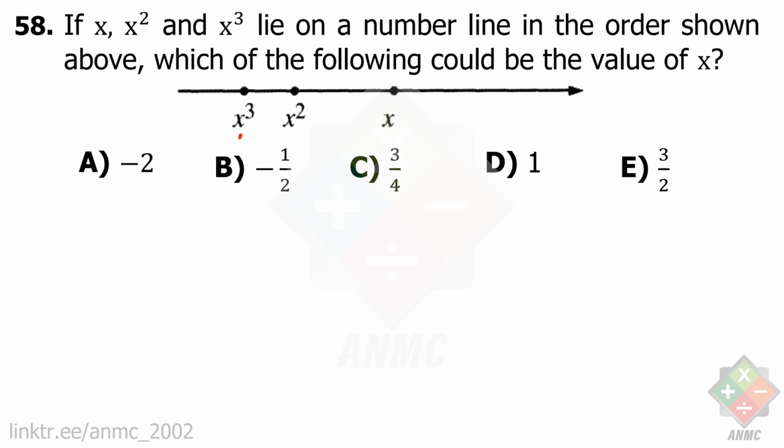If you see x cubed is less than x squared is less than x, this x belongs to the 0 to 1 interval. It is between 0 and 1. Which of the following is between 0 and 1? It is C. 3 over 4.